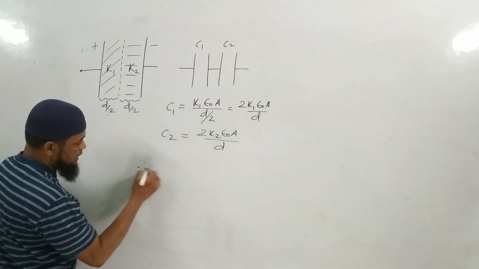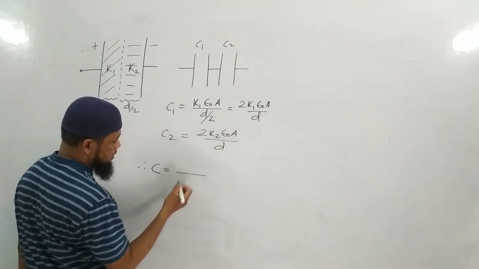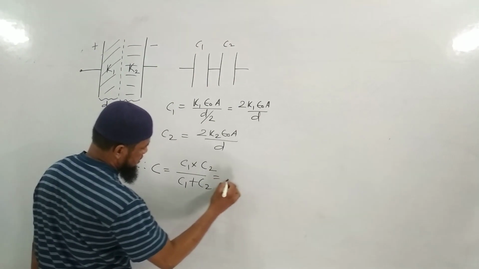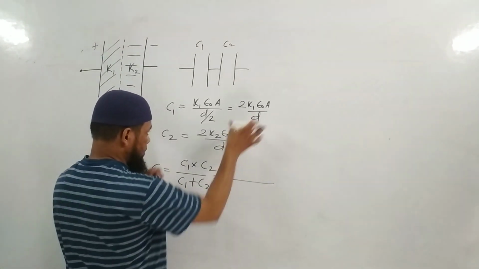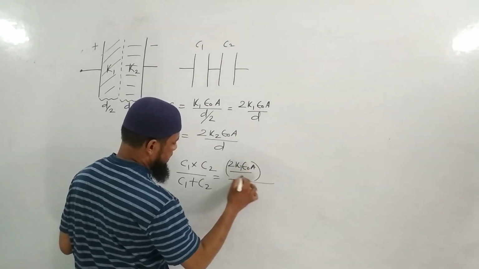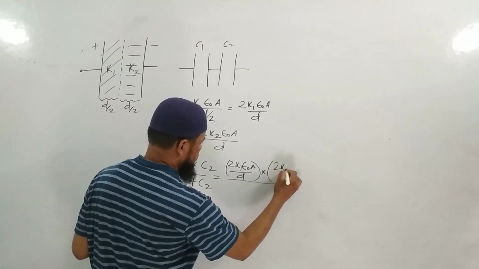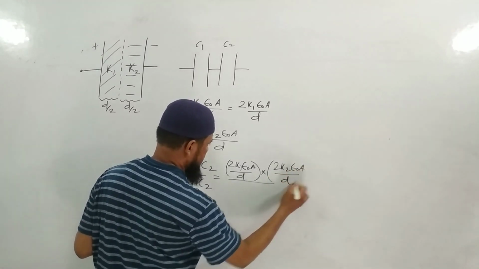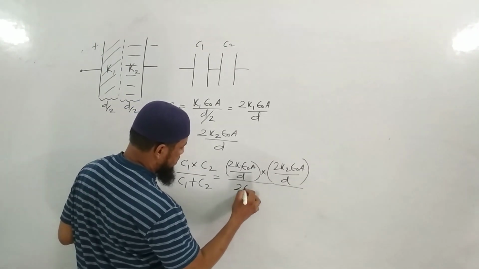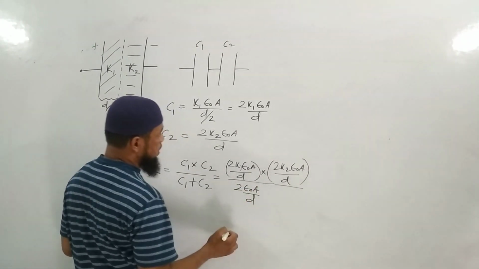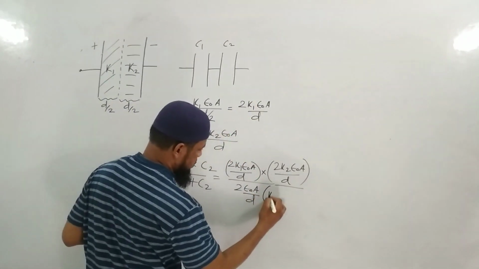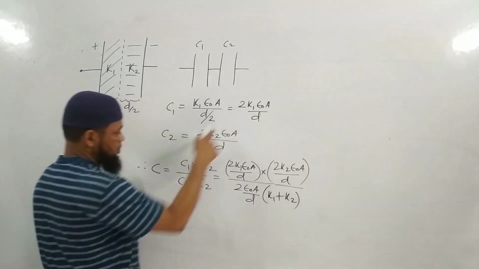Since they are connected in series, the equivalent capacitance will become C1 into C2 divided by C1 plus C2. Let us do it directly. This is C1, twice K1 epsilon naught A divided by D, into C2, twice K2 epsilon naught A divided by D, divided by C1 plus C2. In C1 plus C2, what is common? Twice epsilon naught A divided by D is common. Within bracket, what will remain? K1 plus K2. This is C1 plus C2.